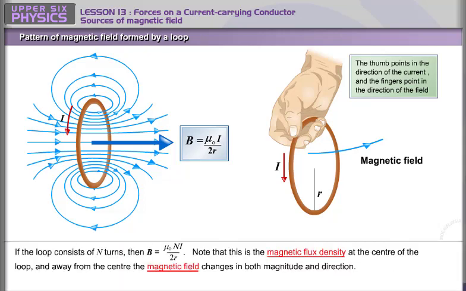If the loop consists of N turns, then B equals mu naught N I over 2R. Note that this is the magnetic flux density at the center of the loop, and away from the center the magnetic field changes in both magnitude and direction.